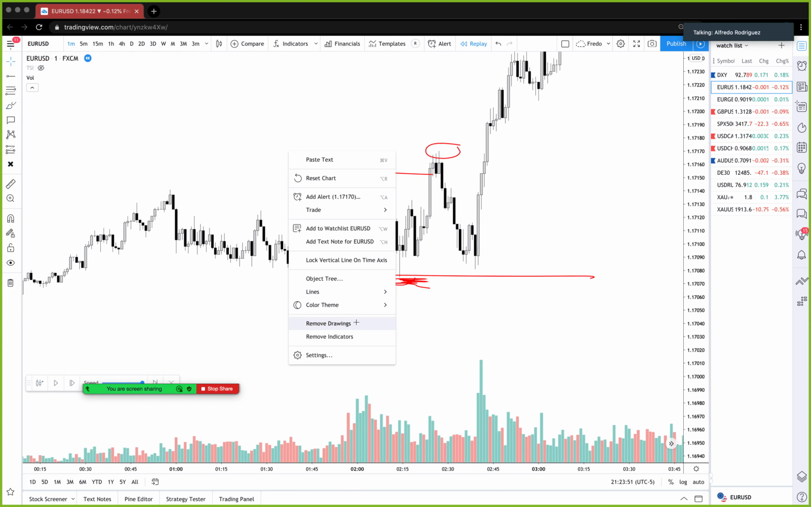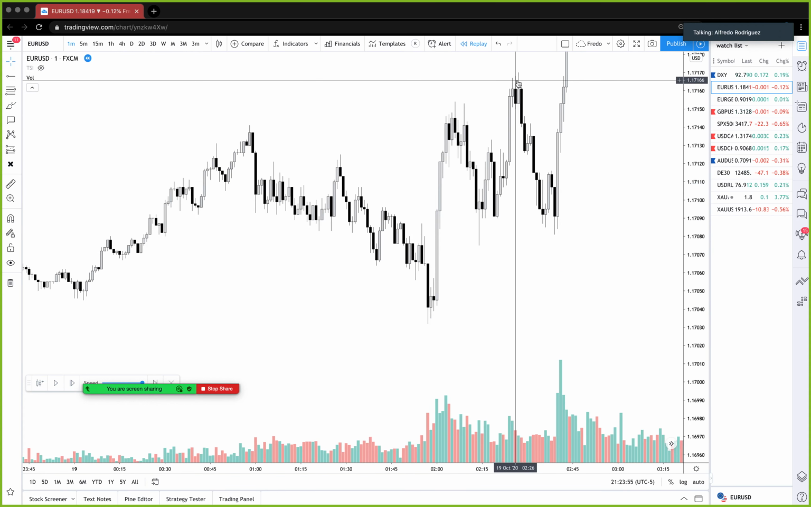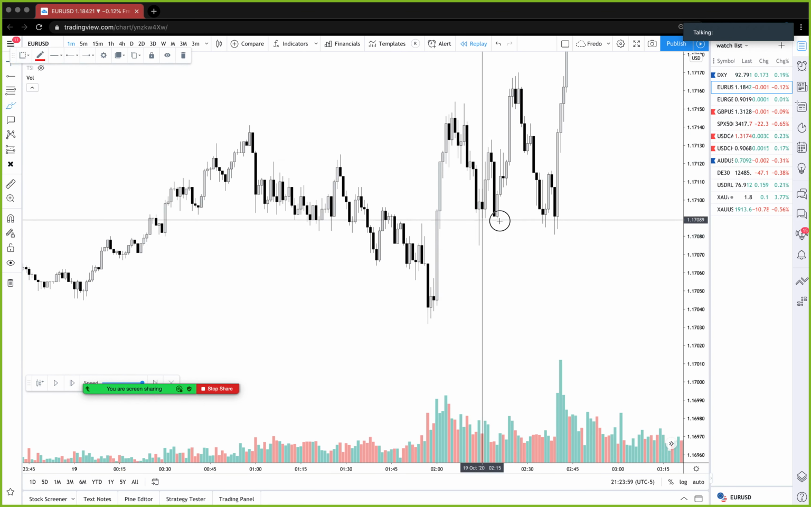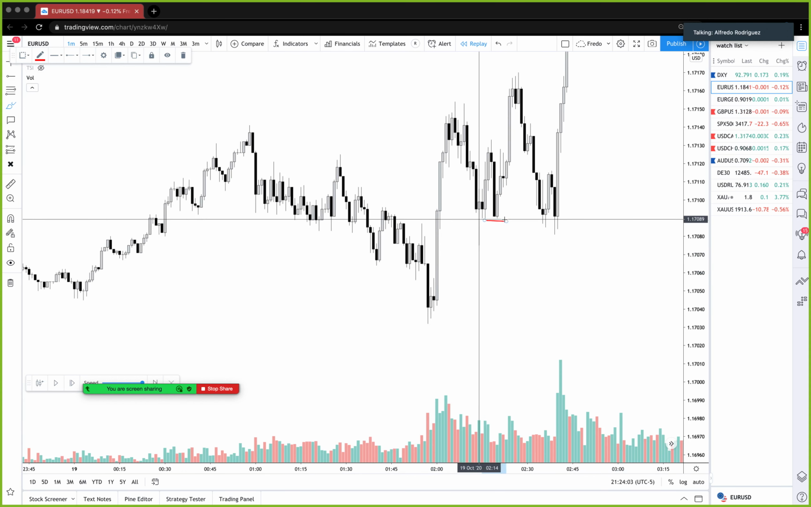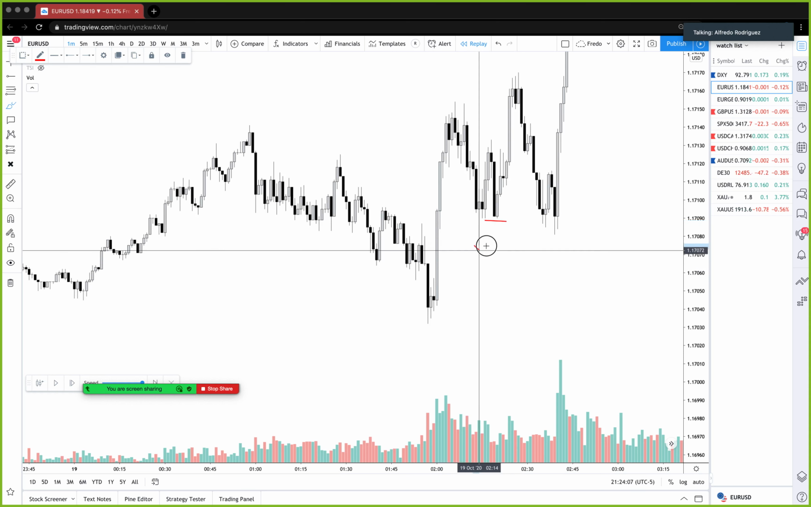So there are two ways to play this here. Right after the break of structure here, you see equal lows, equal lows here. So I know that there's potentially an SC here.